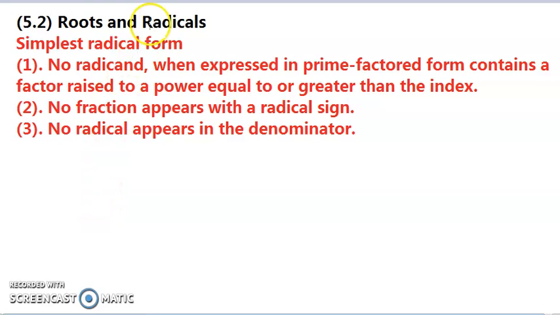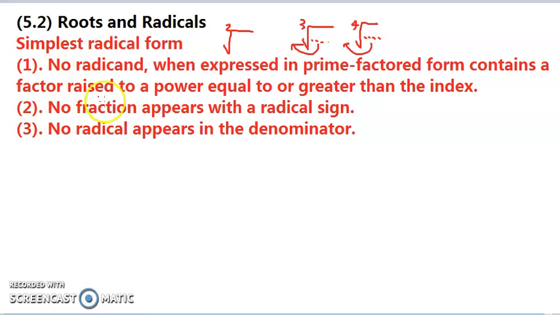We're continuing roots and radicals, simplest radical form. So we talked about all these three rules. First one, we have to make sure if we have a square root, we cannot have two copies of anything because the index is 2. If we have a cube root, that means we cannot have 3 copies of anything. Similarly, if you have a fourth root, then you cannot have 4 copies of anything. If there's 3 copies of anything, you take it out. 4 copies of anything, you take it out.